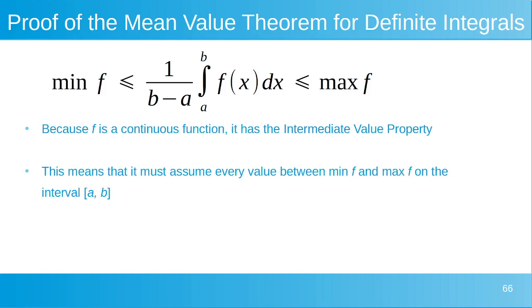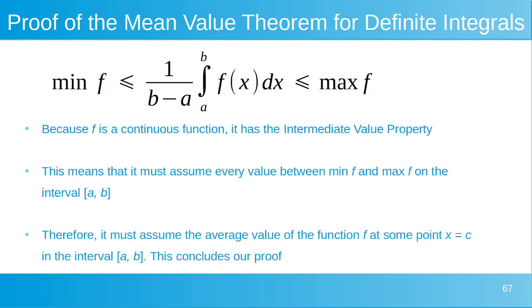So because our function f is a continuous function, it has the intermediate value property. This means that it must assume every value between min f and max f on the closed interval from a to b. Therefore, it must assume the average value of the function f at some point x equal to c in the closed interval from a to b. And this concludes our proof.